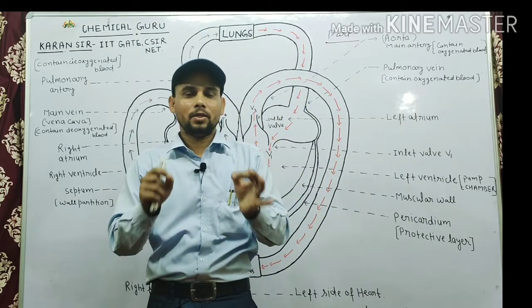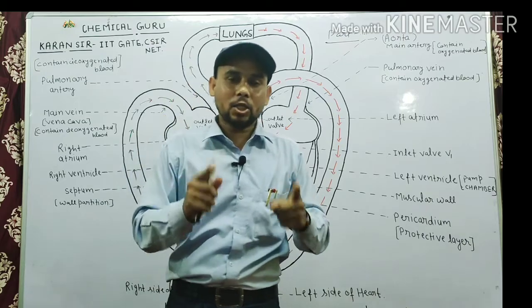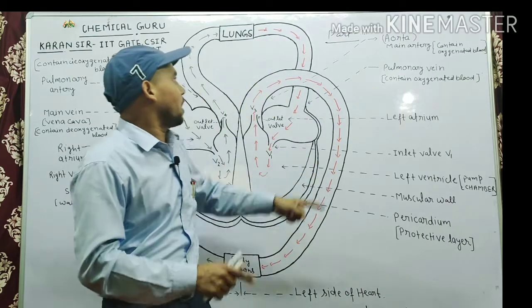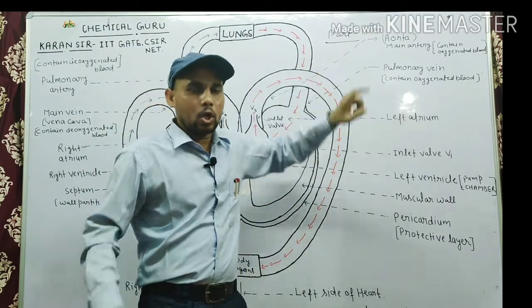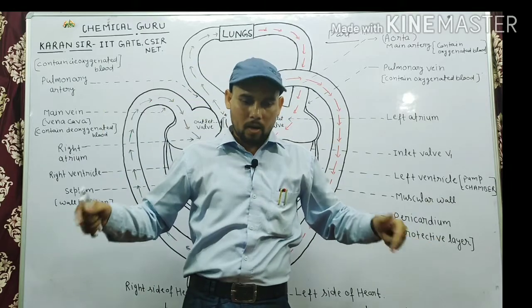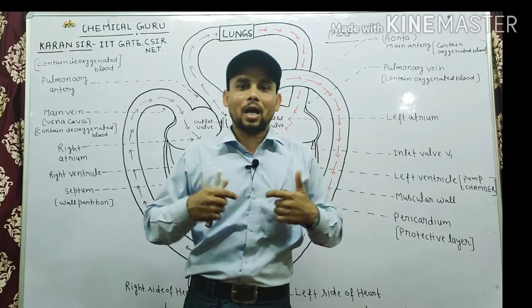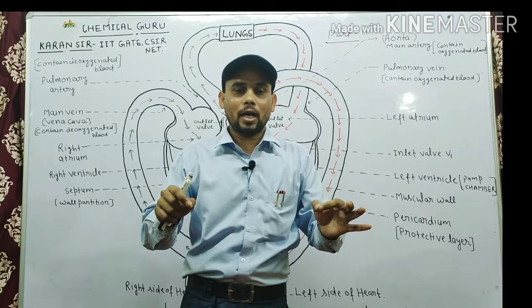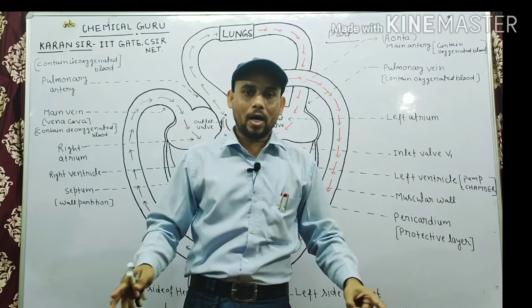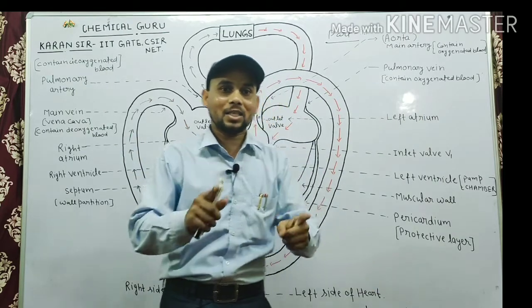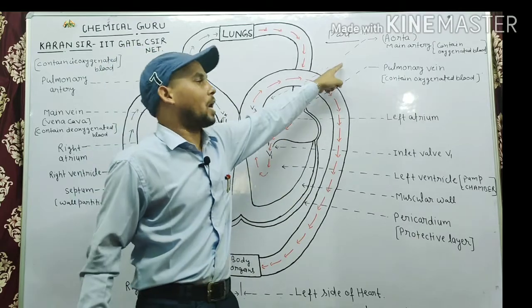Except the lungs. That is, blood is transported from the main artery to all parts of our body except the lungs. Lungs ko chhod karke blood body ke total part mein transport hota hai. Kiske through? The main artery.